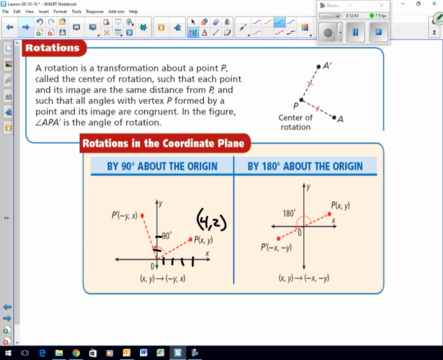Go back to your original coordinates. Take the opposite of y. Use that as the new x coordinate. Take the original x coordinate and use it as your y coordinate. Sounds simple enough. It'll be hard once you get in there. Negative 2, 4 is how I would do that problem.